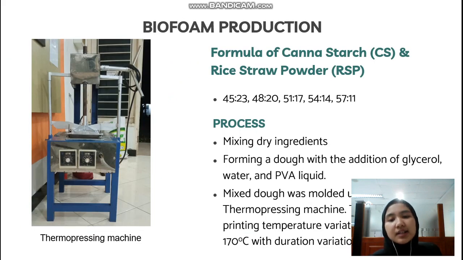The formula of cornstarch and rice straw powder we use is 5 formulas, and the process is mixing dry ingredients, forming a dough with the addition of glycerol, water, and PVA liquid, and the mixed dough was molded using a self-developed thermopressing machine. This process used printing temperature variations of 130, 150, and 170 degrees Celsius with duration variations from 5 to 15 minutes. The figure is the thermopressing machine.